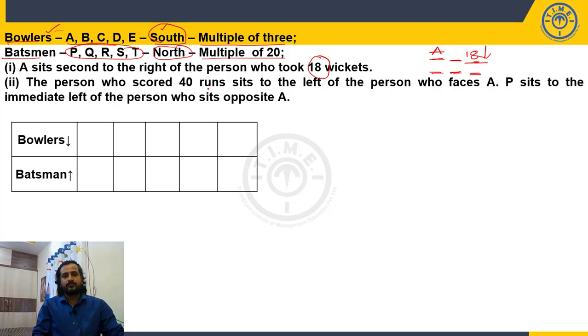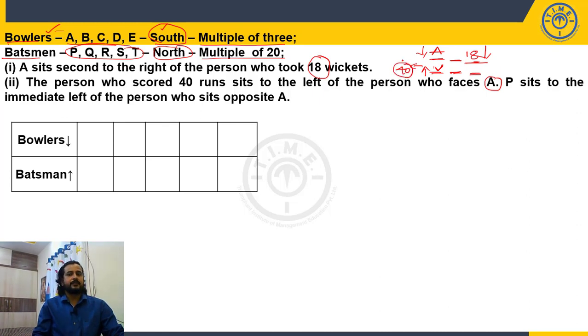The person who scored 40 runs sits to the immediate left of the person who faces A. Now A is here, so we have some link with this statement. This is the person who is facing A. Now what is given here? The person who scored 40 runs sits to the left of the person who faces A. So left of this person will be the person who scored 40 runs.